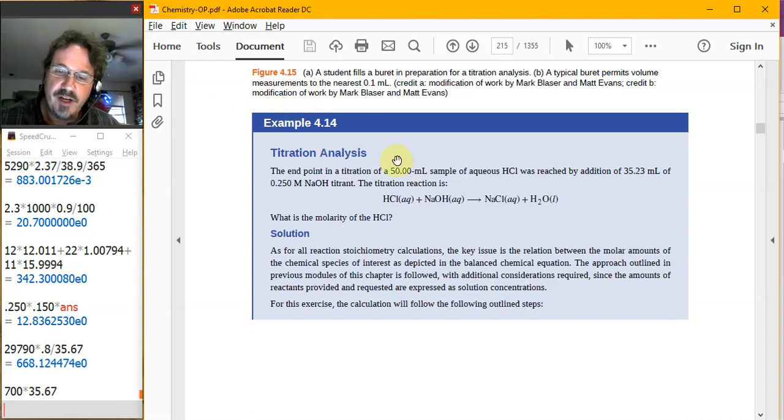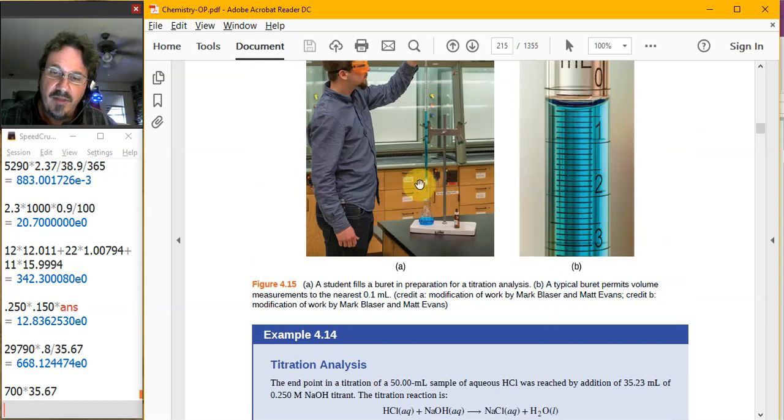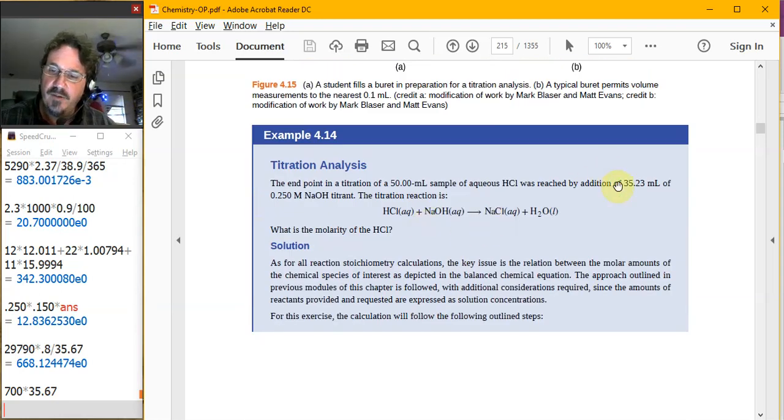It says the endpoint of a titration of 50.00 milliliters of aqueous hydrochloric acid was reached by adding 35.23 milliliters of 0.250 molar sodium hydroxide. All right, so analyte, we have 50 milliliters of HCl. We don't know its concentration, so we don't know how many moles are there, but we know the volume. It was 50 milliliters. It's in the beaker at the bottom there, and it's HCl. So we're describing down there the analyte. We've got 50 milliliters of HCl. And then we titrate it, and it takes 35.23 milliliters of 0.25 molar sodium hydroxide.